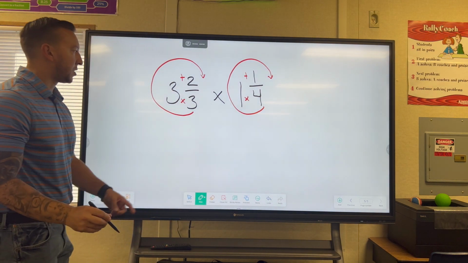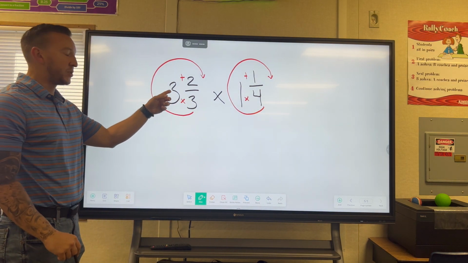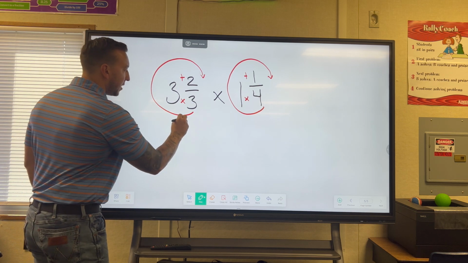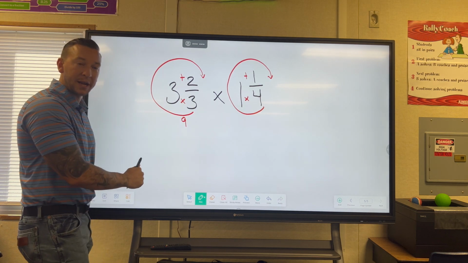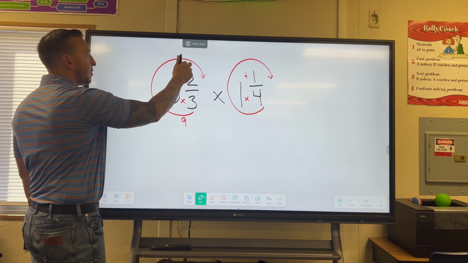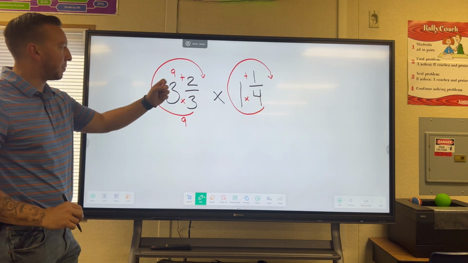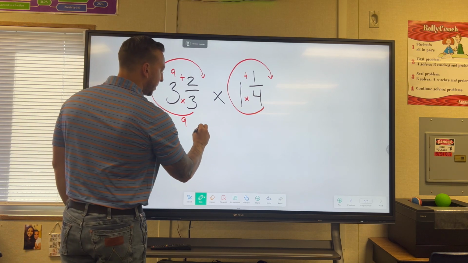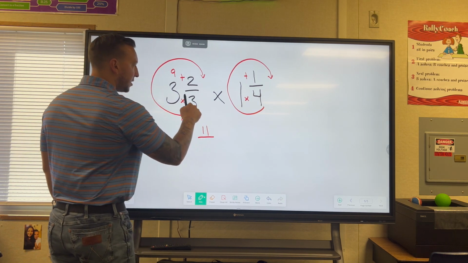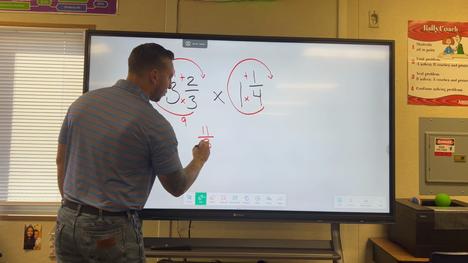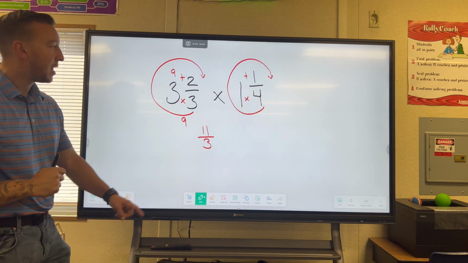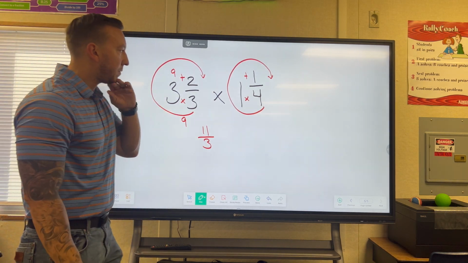Okay, so denominator times the whole number, that gets me 9. 3 times 3 is 9. It's going to follow up the spin wheel and add the numerator. 9 plus 2, that gets me 11. Denominator stays the same. 3, 11 over 3.